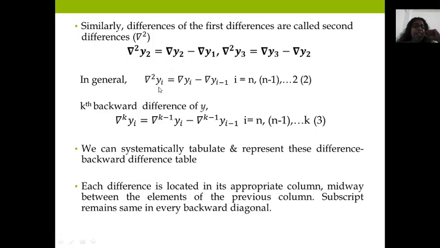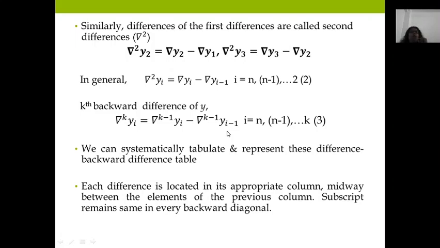So in general, the second backward difference operator of yi is equal to the backward difference of the first backward difference of yi minus 1. You can see the limits, and then rearranging to get the kth backward difference. Generalizing, Δk yi equals Δk minus 1 yi minus Δk minus 1 yi minus 1. Learn the equations because we are going to tabulate this.